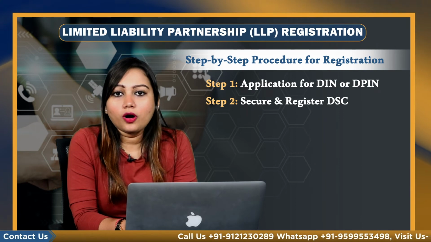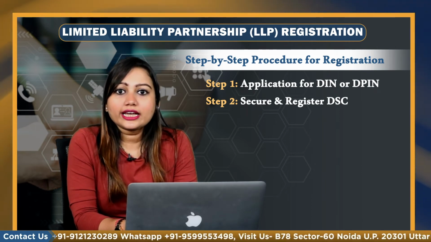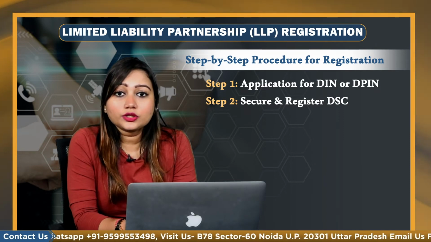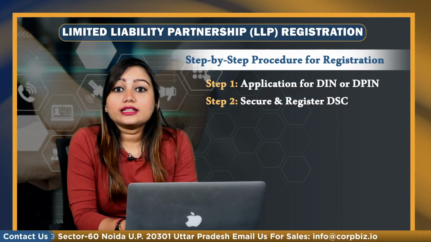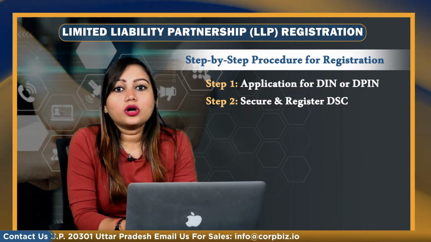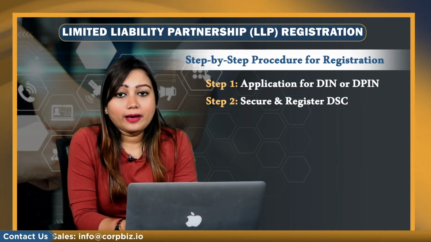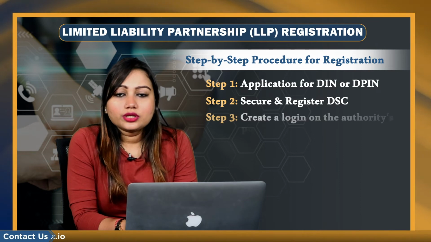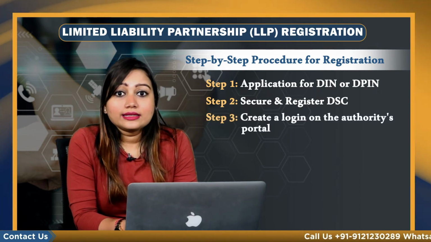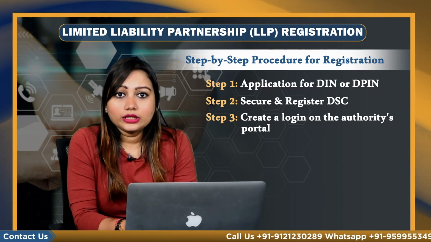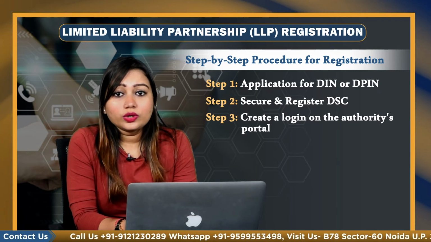Roll check can be performed after registering the DSC with the LLP application. Roll check functionally ensures that the MCA 21 system shall validate whether the digital signatures affixed on the prescribed form belong to the company's signatory and or of a practicing professional if applicable. Step 3 includes creating a login on the authority's portal. Now visit the concerned authority portal and register as a user in the relevant user category. This is necessary for getting access to e-form.